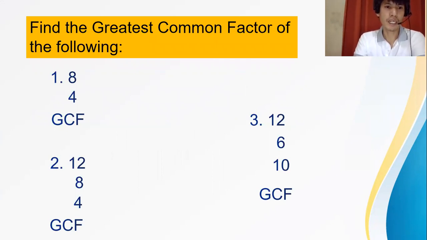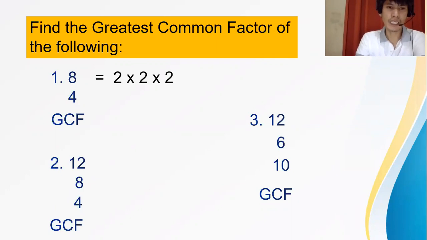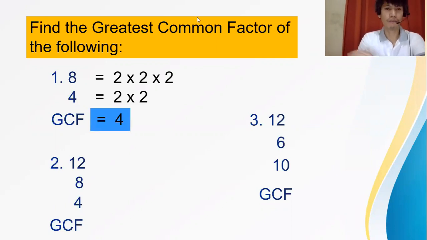Number 1, 8, 4. What is the greatest common factor of 8, 4? First, factors of 8, 2 times 2 times 2. Factors of 4, 2 times 2. And then the greatest common factor is 4. Since the common factor is 2 and 2, then multiply, the answer is 4.